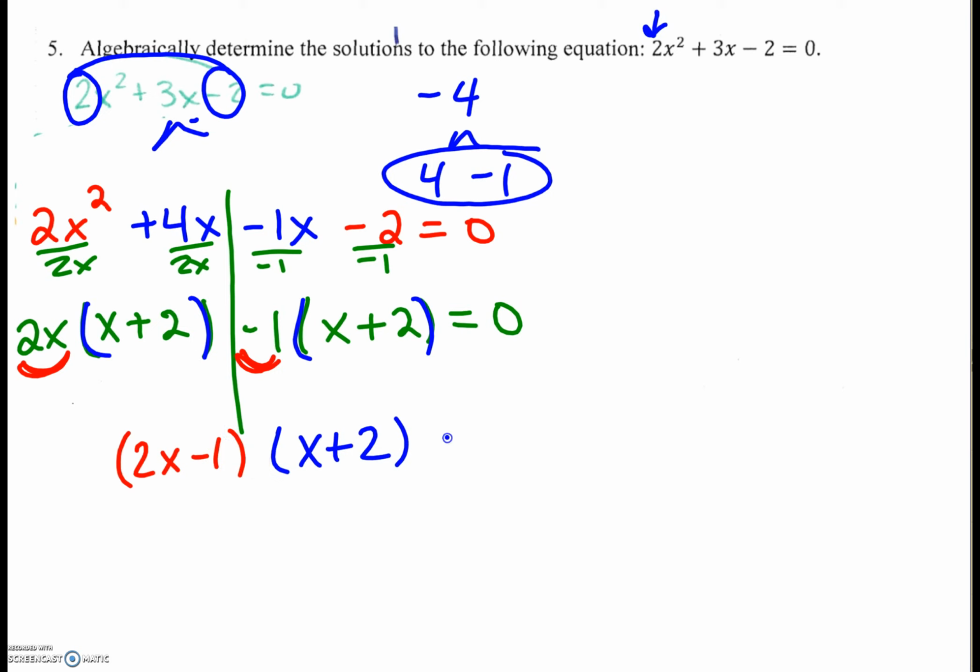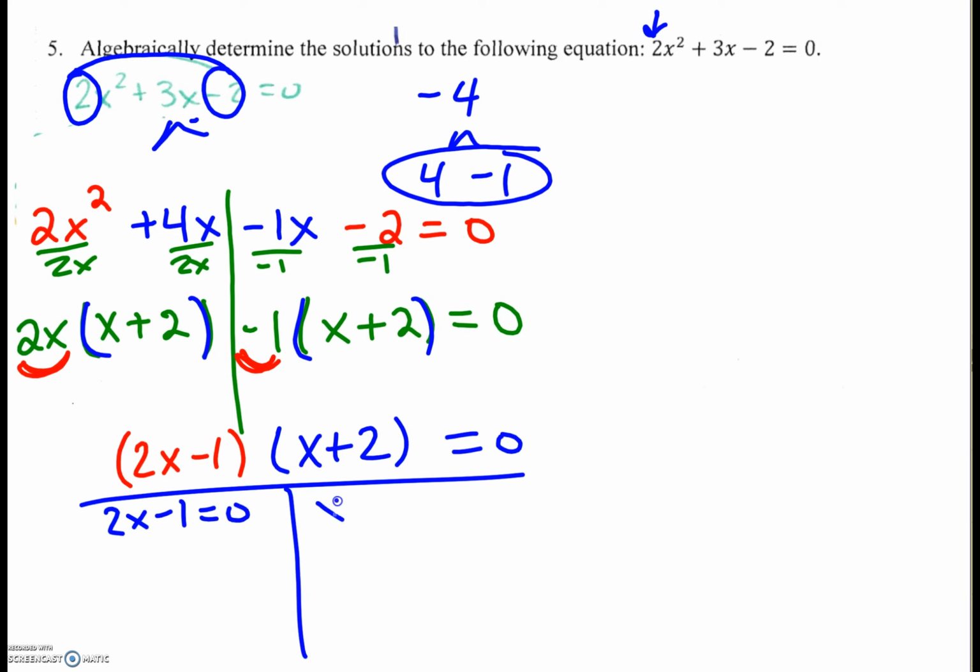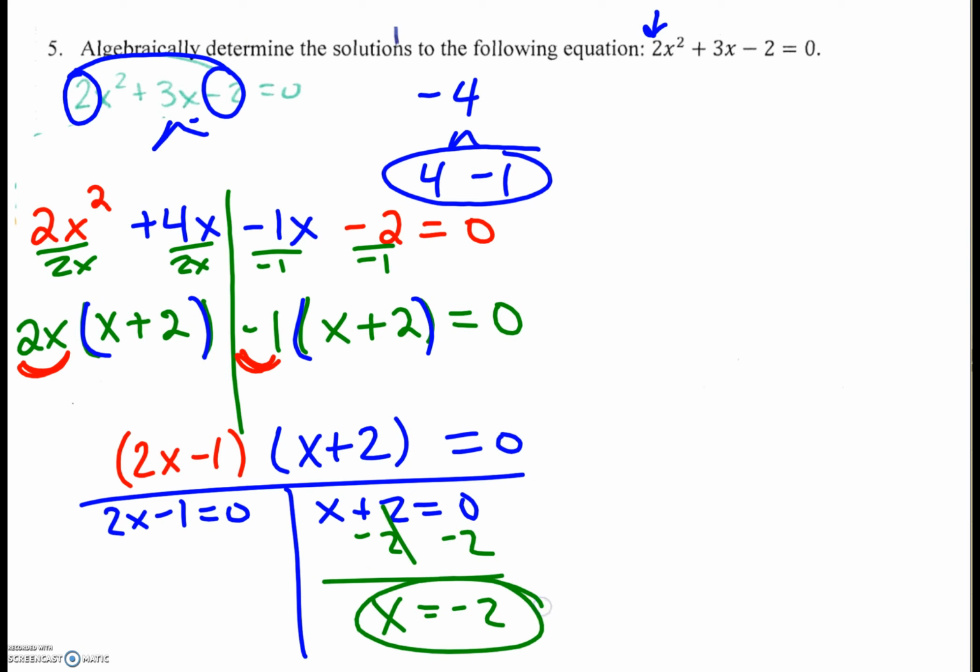From here, once we factored, we set each factor equal to 0. So we have 2x minus 1 equals 0, and then x plus 2 equals 0. On the right, we're going to subtract the 2, and we have x equals negative 2. On the left-hand side, we want to solve for x. So add 1 to both sides to get 2x equals 1, and then divide by 2, and we get x equals 1 over 2.